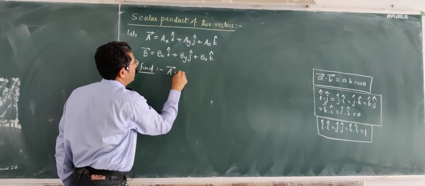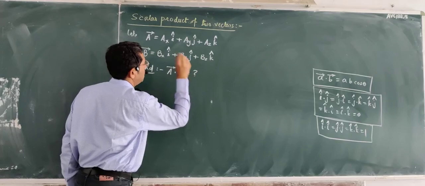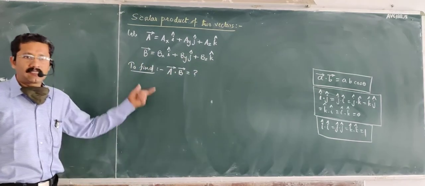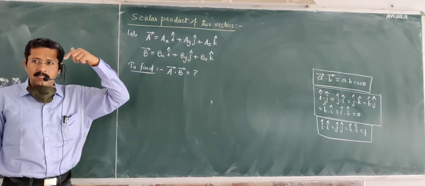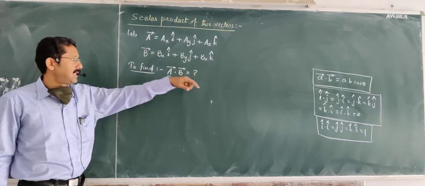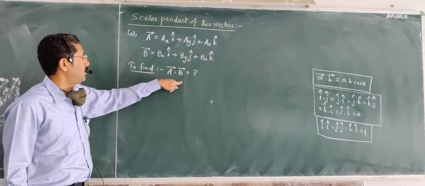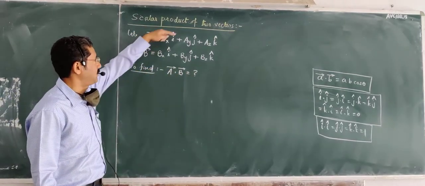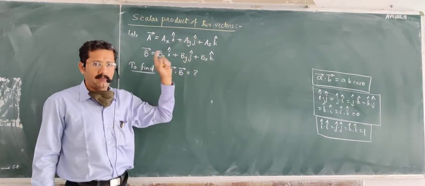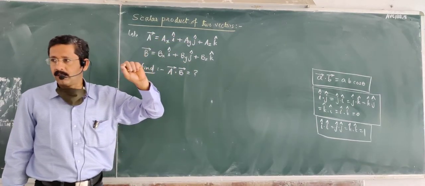Vector A dot vector B is equal to how much? That is my task to find out. I'll start with my left hand side. In fact, I know a formula for this: the dot product is equal to AX BX plus AY BY plus AZ BZ. That is the formula.